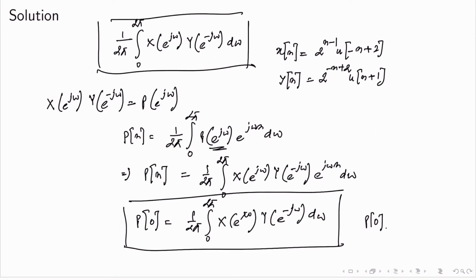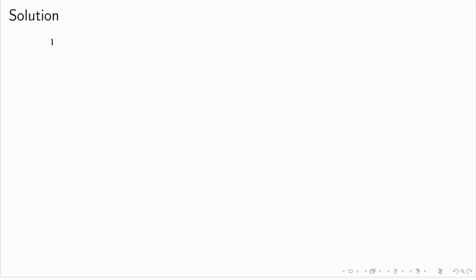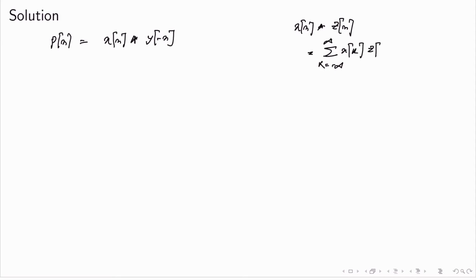Let us compute p of 0. P of e to the power jω is the multiplication of X of e to the power jω and Y of e to the power minus jω, which in the time domain is the convolution. In the time domain, p of n will be equal to the convolution of x of n and y of minus n. And for any two given signals x of n and z of n, the convolution formula is the summation over k from minus infinity to infinity of x of k, z of n minus k. So let us write down the convolution of x of n and y of minus n.